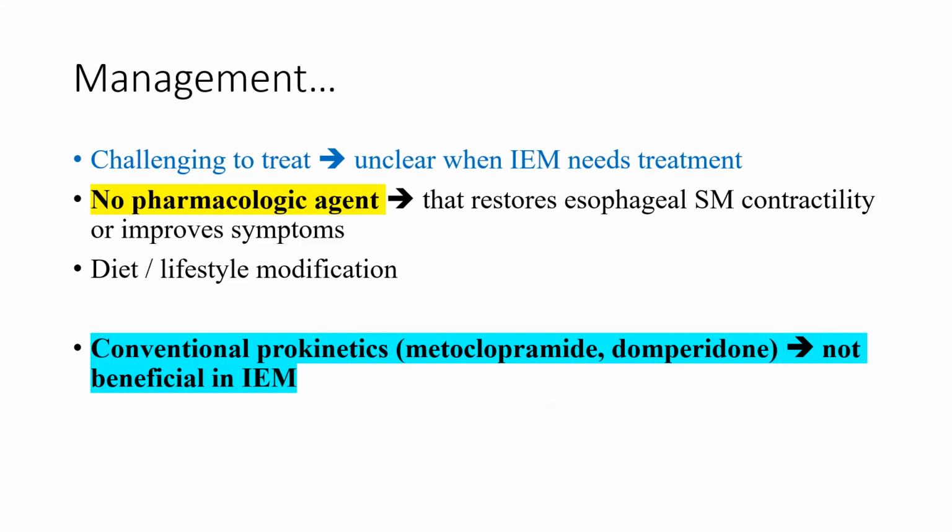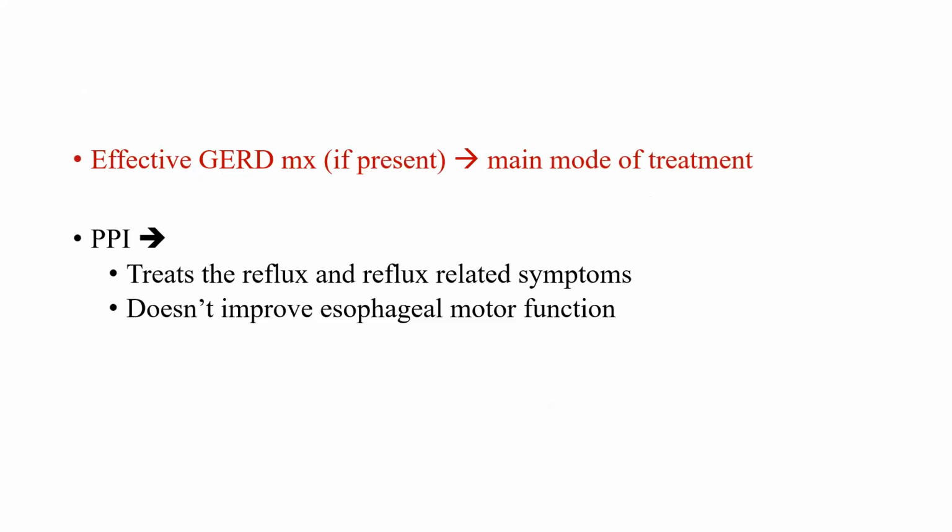Conventional prokinetics, for example, metoclopramide and domperidone, do not seem to be beneficial in IEM. If the patient has GERD as the main symptom, definitely the treatment of GERD is very crucial as part of IEM management. PPI treats the reflux and the reflux-related symptoms. However, it does not improve the esophageal motor function.